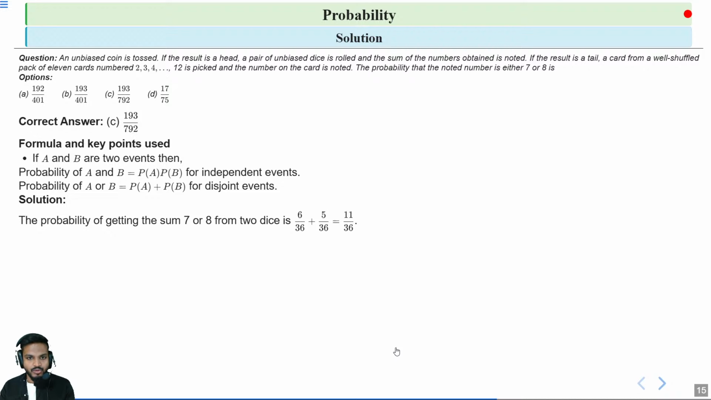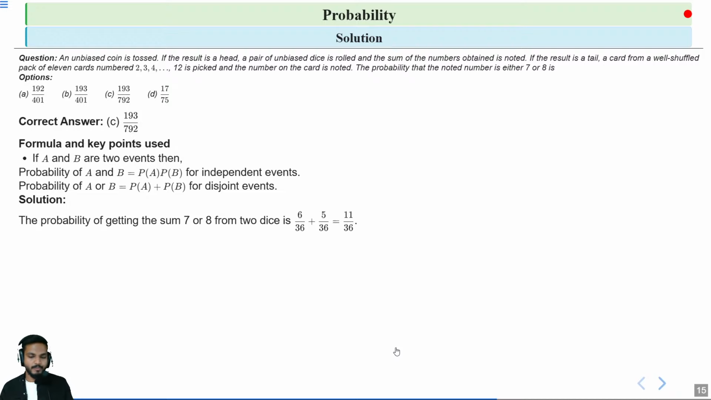So getting the sum 7 or 8 from two dice. What are the possible cases for getting 7? It can be 1 comma 6, 2 comma 5, 3 comma 4, 4 comma 3, 5 comma 2, and 6 comma 1. Total 6 cases. So the probability of getting the sum 7 is 6 by 36, because the total possible is 36 ordered pairs.